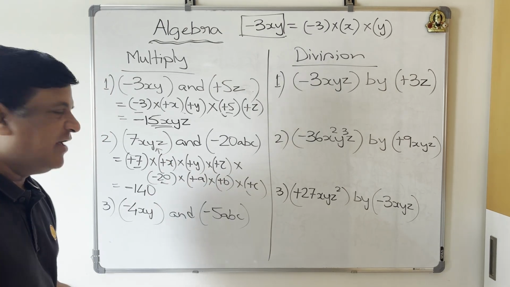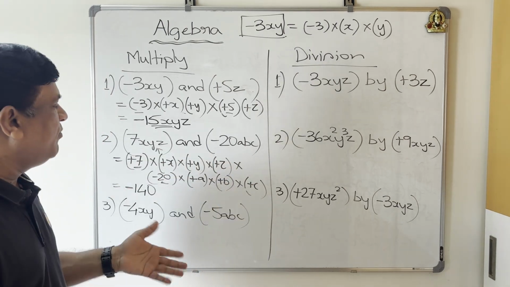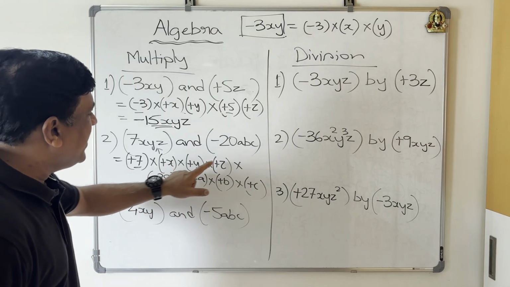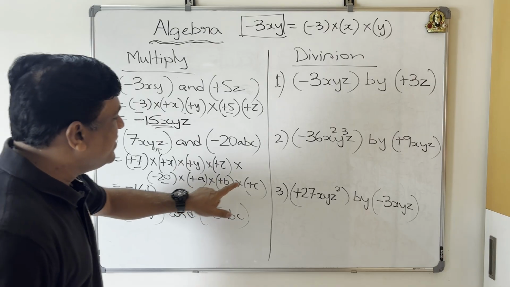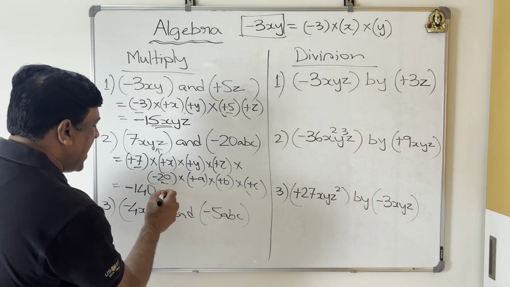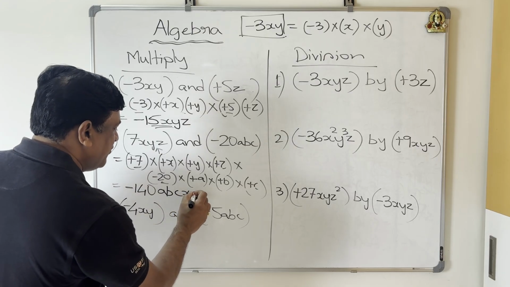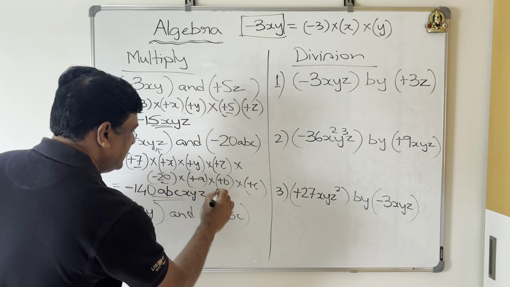So it will always be a plus. All are positives. Any number of positive signs multiplied together will give you plus. So you have x, y, z and then a, b, c. You need to write all in alphabetical order. So a, b, c will come first and x, y, z will come here. So this is the answer.